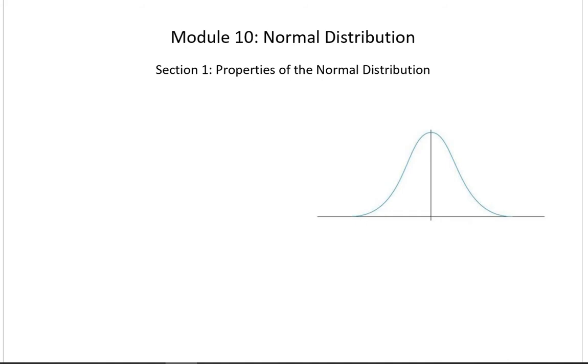In this video, we're going to be going through Module 10 for Math 1030, the normal distribution. Specifically in this video, I'm going to be going through two different sections of the normal distribution. First, I'll be talking about the properties of the normal distribution, which shouldn't take too long, and then we're going to go through some examples of applying the normal distribution and specifically what we call the empirical rule.